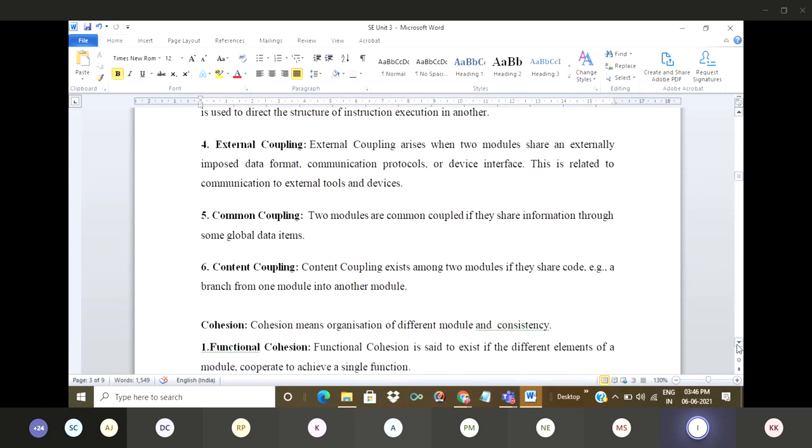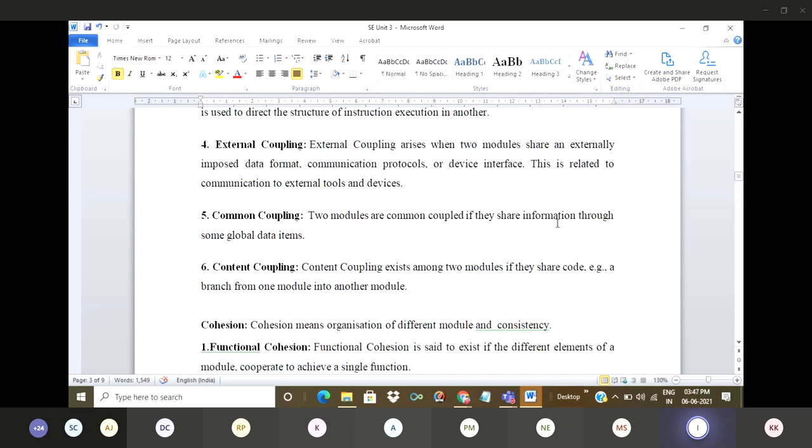External coupling arises when two modules share an externally imposed data format, communication protocols, or device interface. This is related to communication with external tools and devices. Common coupling: if it is common, it must be in both modules. Two modules are common coupled if they share information through global data items.